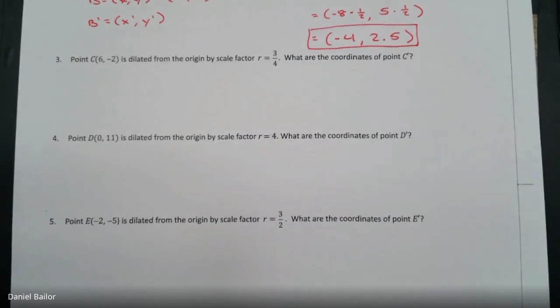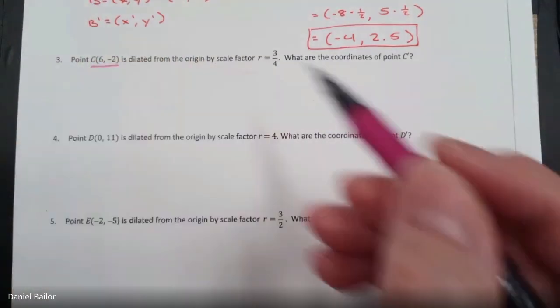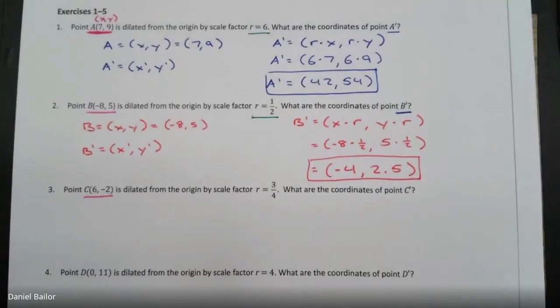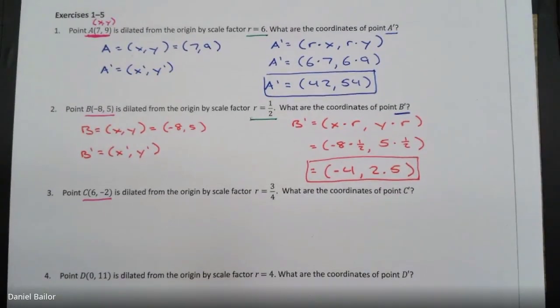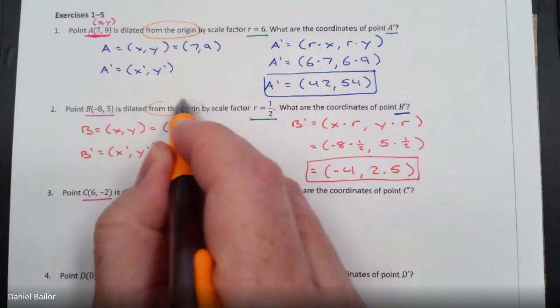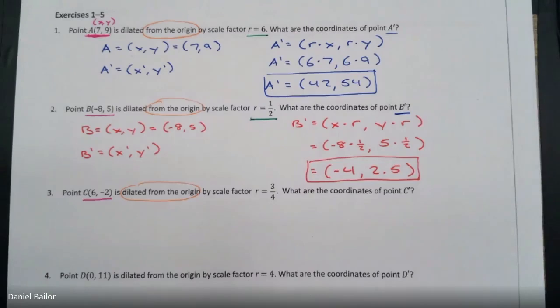So number 3, this time we have point C, which is 6 comma negative 2, dilated from the origin. Oh, one thing I want to point out. Very important. All of these say dilated from the origin. Always pay attention to where you are dilating from, because it makes a big difference. If you are not dilating from the origin, it changes things. So always check where the center of the dilation is.